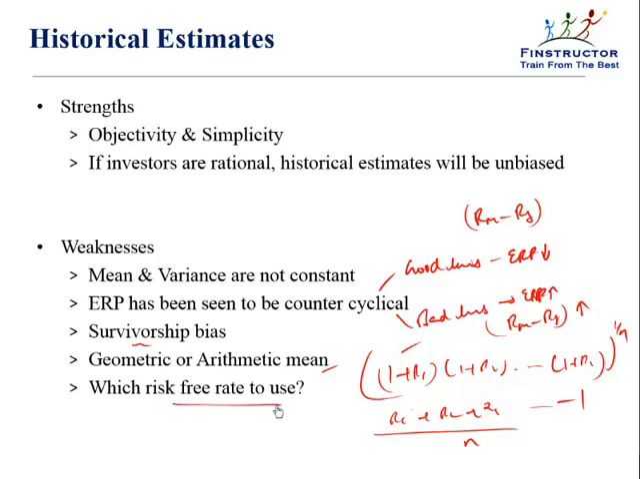And the question is, which risk-free rate to use? Should you use the 1-year T-bills? Should you use the 10-year government bond? Or should you use some other security? Because all of them are government bonds. All of them are risk-free. So you have to decide which rate is actually the risk-free rate of return.